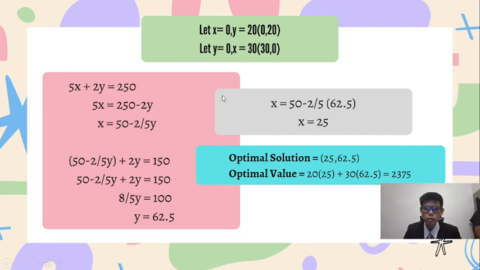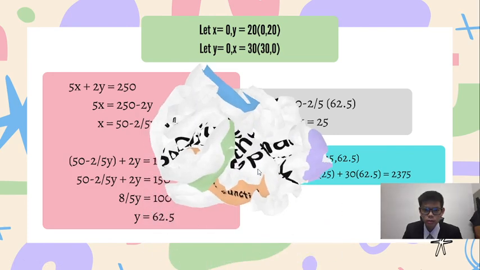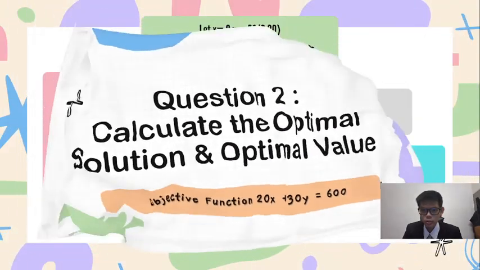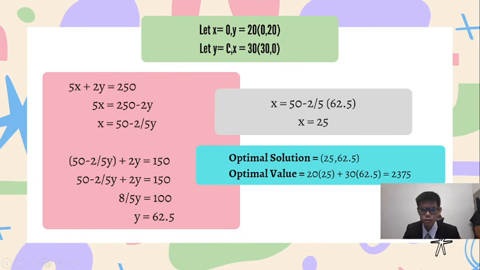So just now the objective function is 20x plus 30y. So right now we just substitute the values inside. So 20 times 25 plus 30 times 62.5. So the answer we got is 2375. So that is our solution.